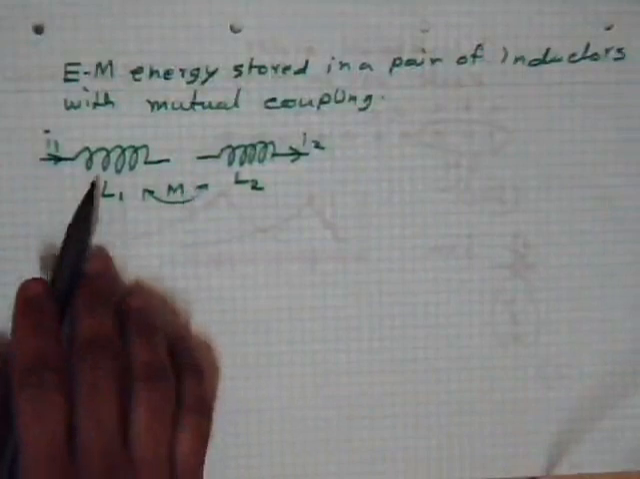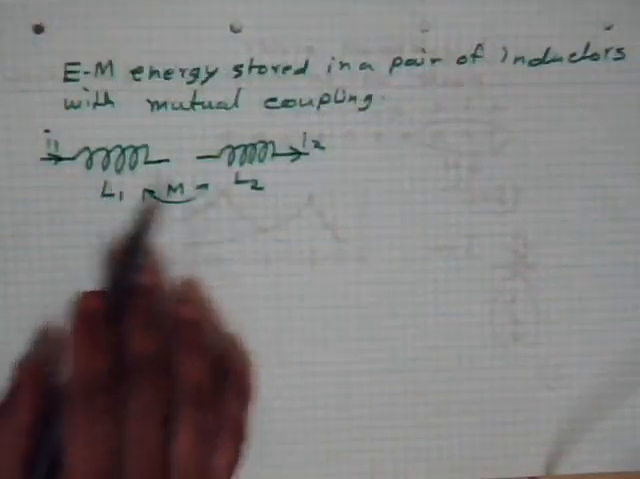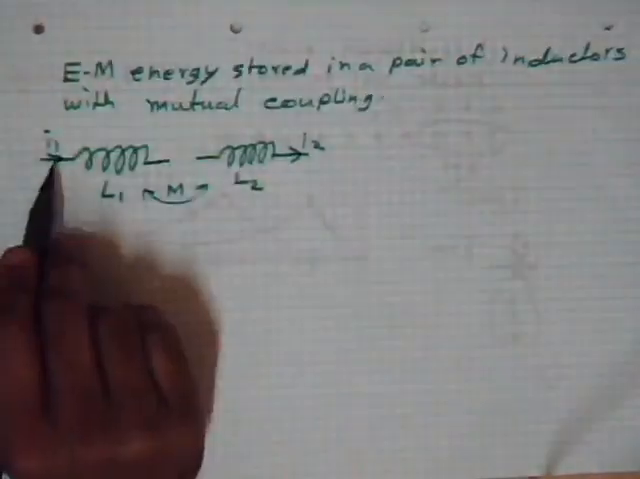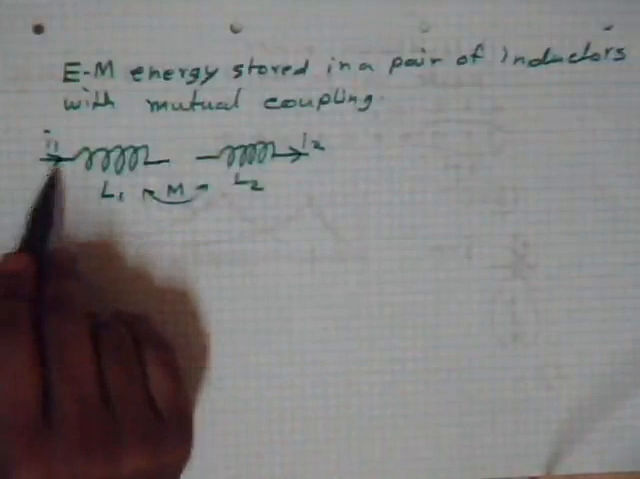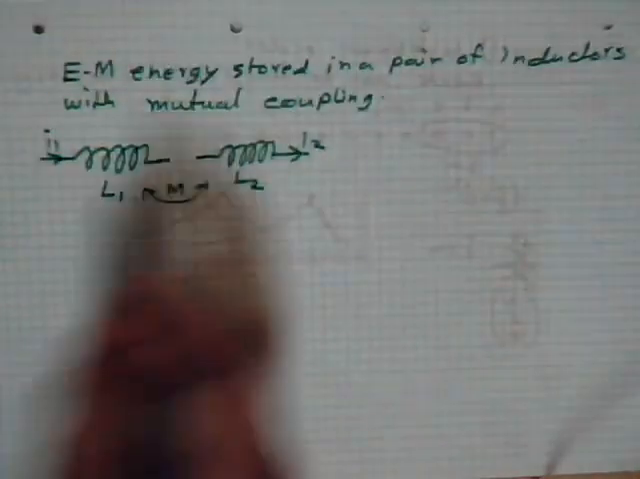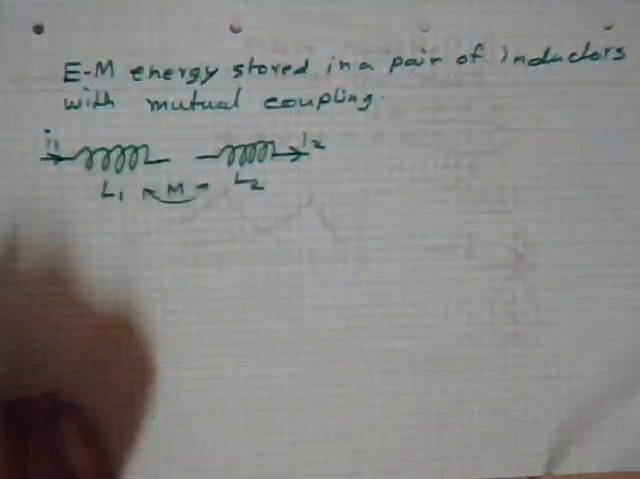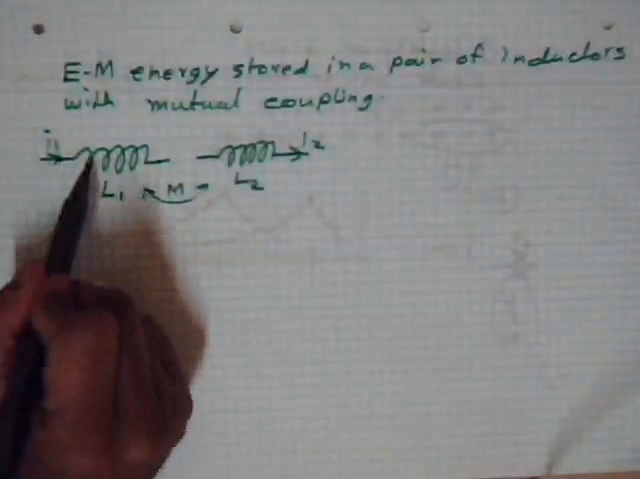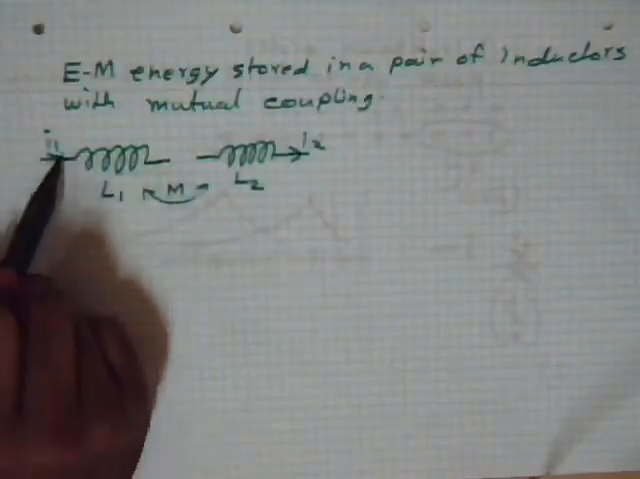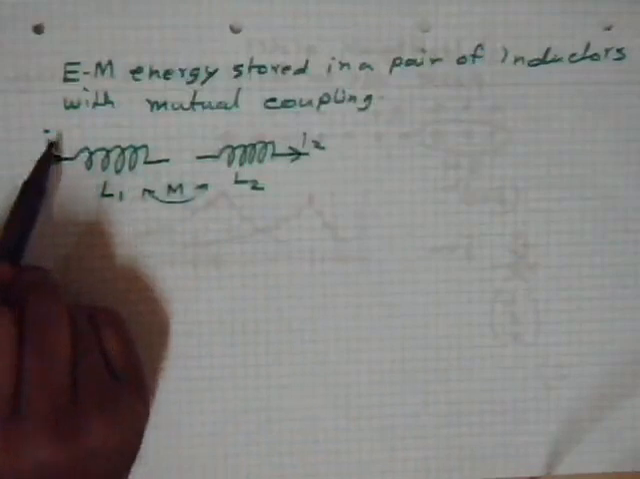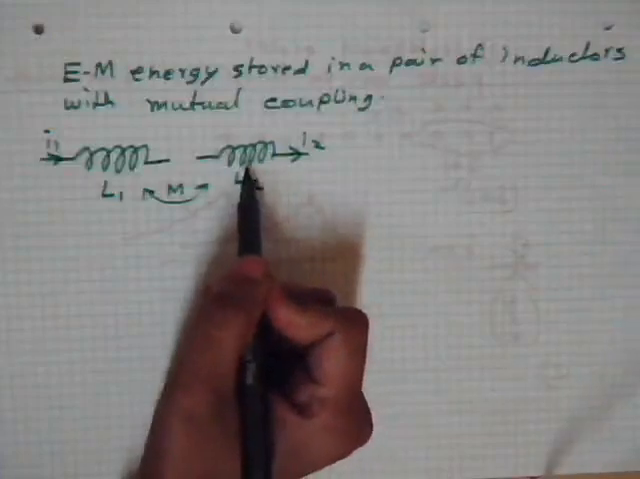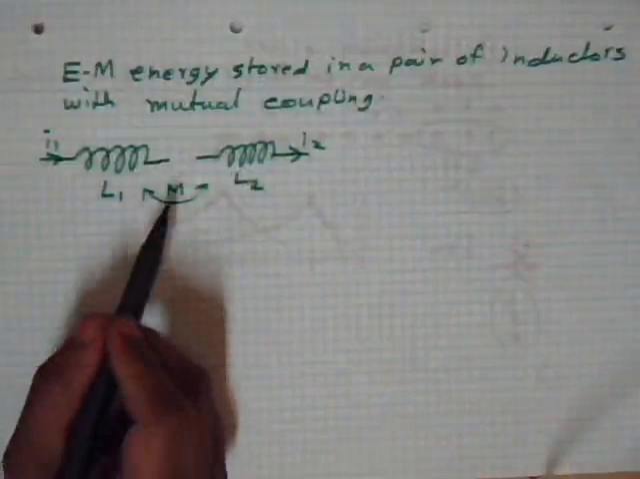Now I want to find the total energy stored in this pair of inductors. What I do is, I first start with no currents flowing through any of the coils. So initially both coils have zero current, and then I slowly increase the current in the first coil until I reach some value I1. At that point I keep the current steady at that value in the first coil, and then I increase the current in the second coil from 0 to I2.